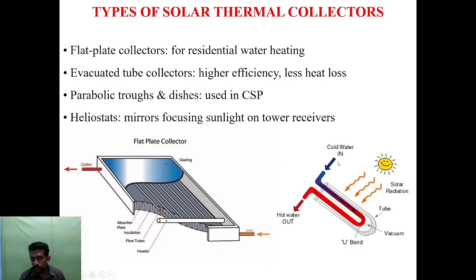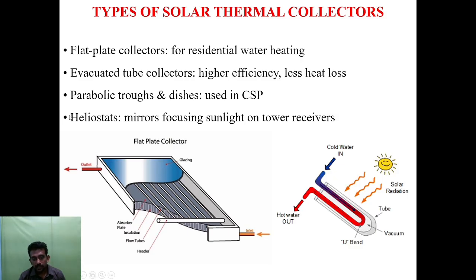Next is the evacuated tube collector, which has a U-type tube in which cold water is given inside, and the solar radiation is absorbed by the aluminum coating over the tube and transferred to the hot water. Then the parabolic troughs and dishes have a focal point and a reflector. The radiation falling on the reflector is absorbed at the focal point.